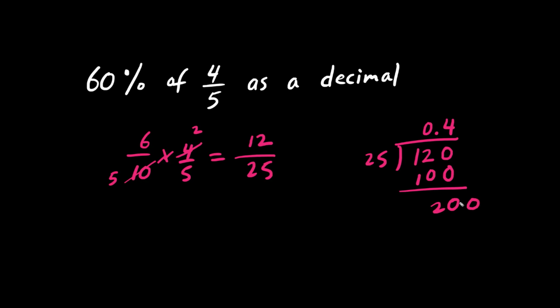We drop a 0 here, and the question is 25 times what is 200? Let's try 8. 25 times 4 is 100, so we double that. 25 times 8 is 200. Subtracting, there is no remainder. So we found this decimal number exactly.